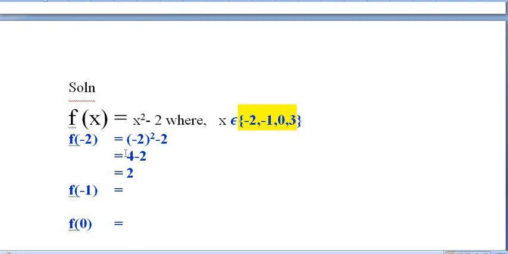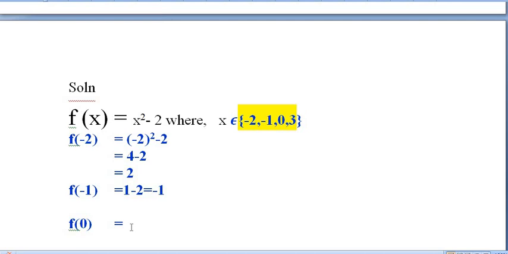f of minus 2 equal to minus 2 squared minus 2. So minus 2 into minus 2, we know it is 4. Minus into minus is plus, 2 2s are 4. So 4 minus 2 is 2. Here, minus 1 squared. Minus into minus is plus, 1 into 1 is 1. So we can write here 1 minus 2. So we get the answer minus 1.